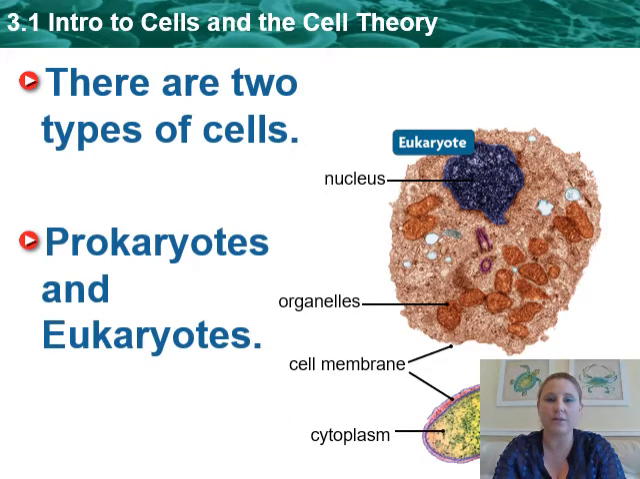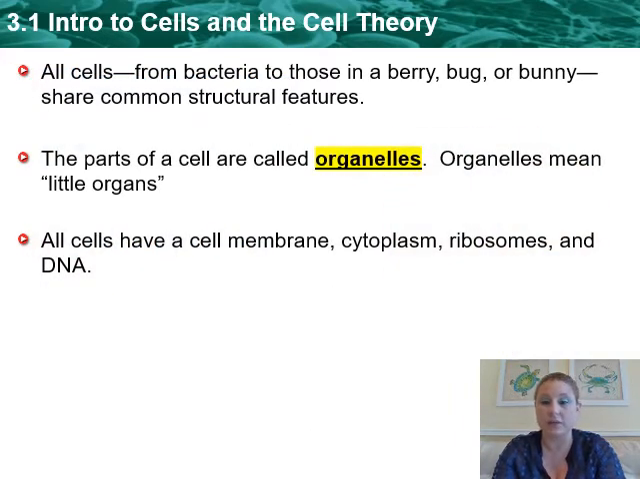Now, when we talk about cells, there are two types of cells. We have prokaryotes and eukaryotes. Sometimes you can call them eukaryotic cells or prokaryotic cells. Same thing. They're different, but because they are still cells, they share some common structural features. So no matter what kind of cell, you have to have certain things.